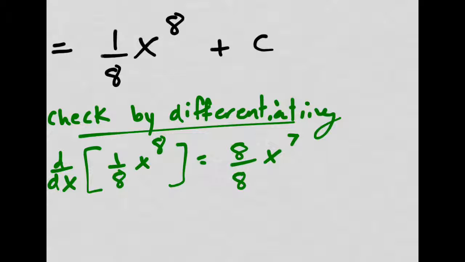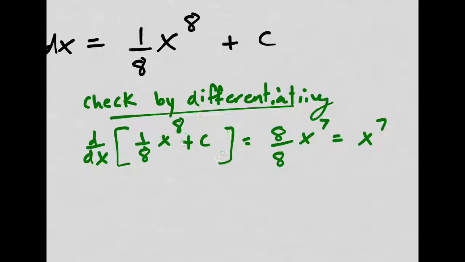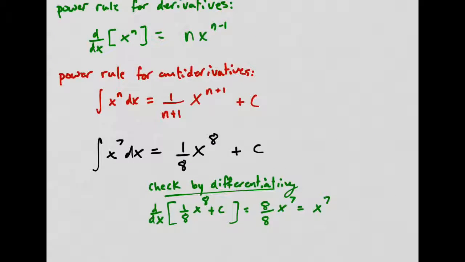But maybe I should have put the constant in there. And that's just x to the 7th. Right? If you take the derivative of a constant, it goes away. So the constant may be 0. There's an infinite number of antiderivatives for a function just because you can always add a constant. And when you take the derivative of the constant, it goes away.